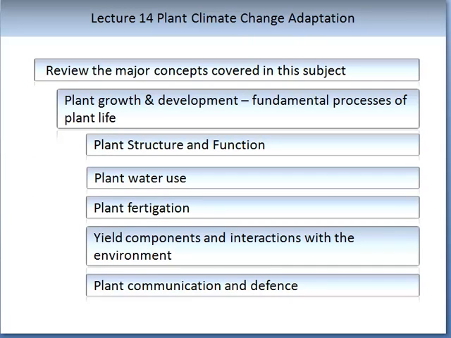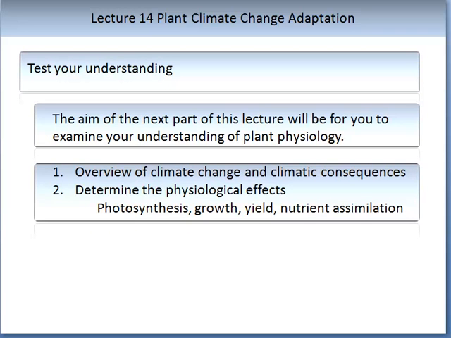The first stage of your review will be to look at the major concepts that we have covered in this process. The predominant concept will be plant growth and development. This is a fundamental process of plant life. By learning about plant growth and development, we have learnt about plant structure and function, plant water use, plant fertigation, yield components and interactions with the environment, and plant communication and defence. Once you have reviewed these major components of the subject, you are then ready to test your understanding.